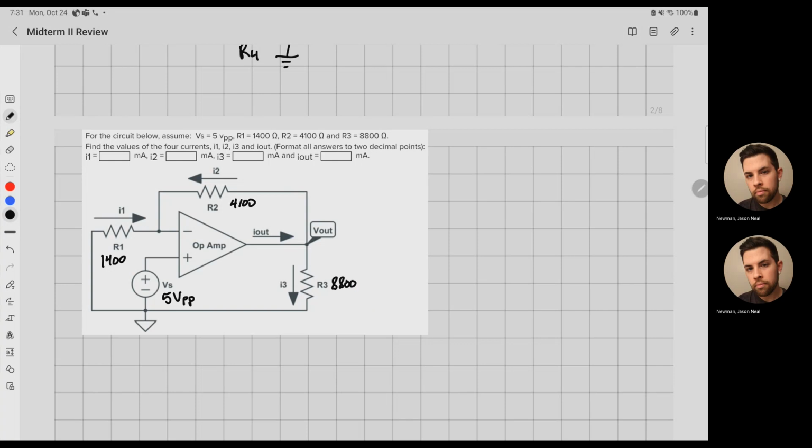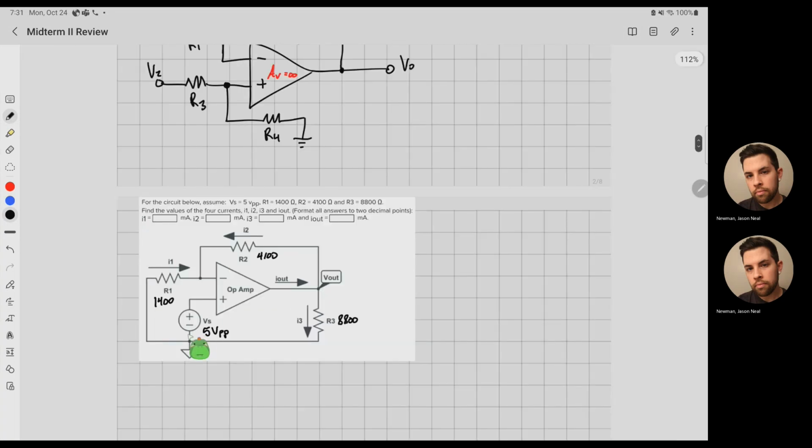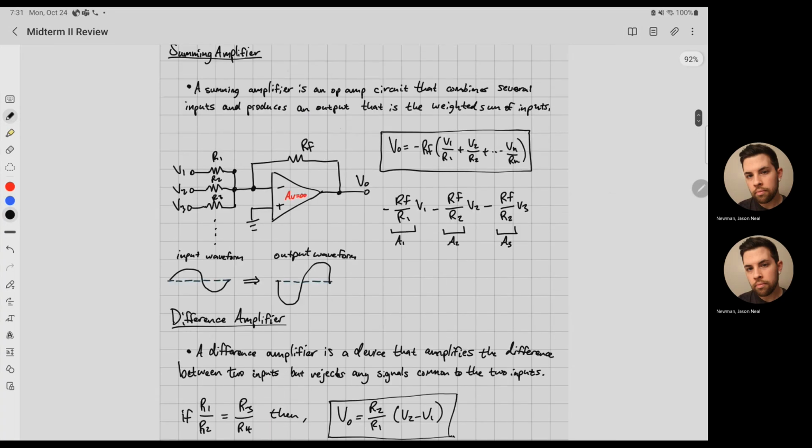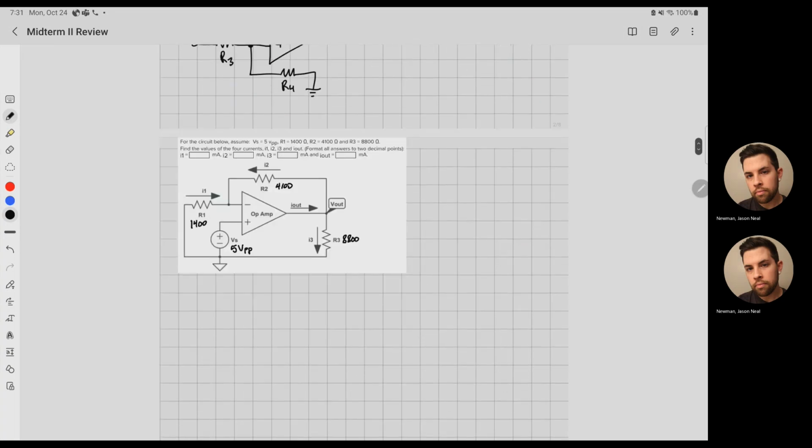I know it's not asking for V out here, but we could actually solve for V out just by finding these currents as well. Notice that this is a non-inverting amplifier because it's going from the source directly into the positive terminal. So you do have these equations up here, but you can actually solve it a different way. And I just wanted to show you all that.